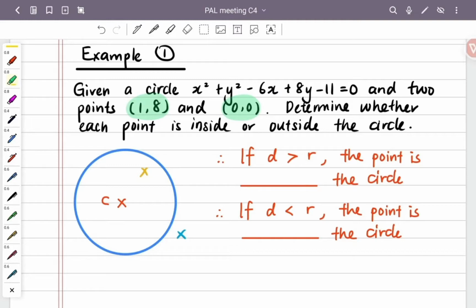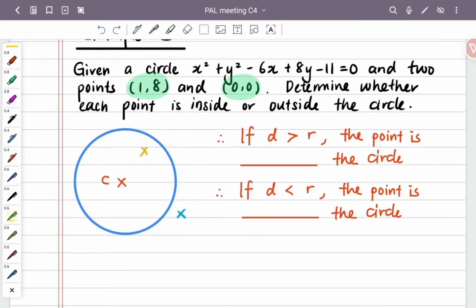Okay, so if you are not clear with what the question is asking, I will highly advise you to draw out the circle first. Okay, so here we will have a circle, okay, as drawn here, and this one will be our center. Alright, so now before we go further, let us try to understand what does it mean by the point is inside or outside the circle.